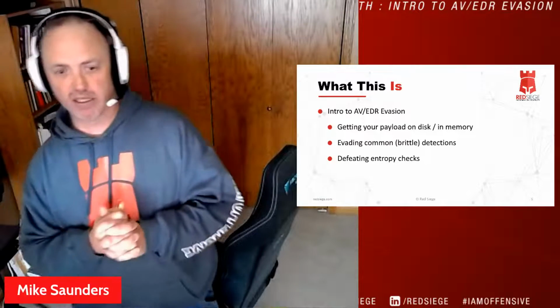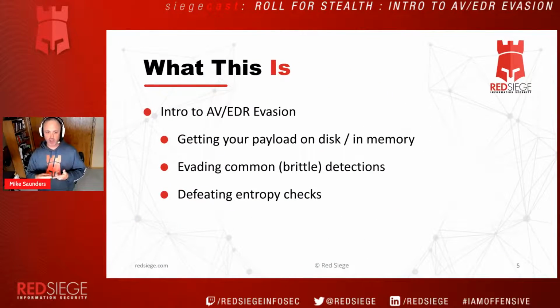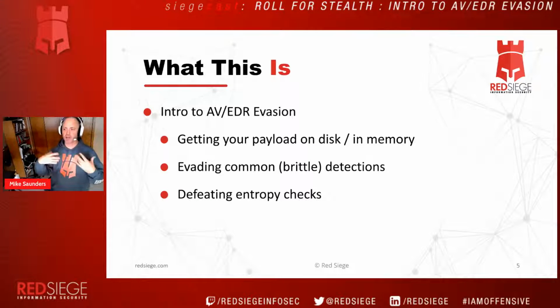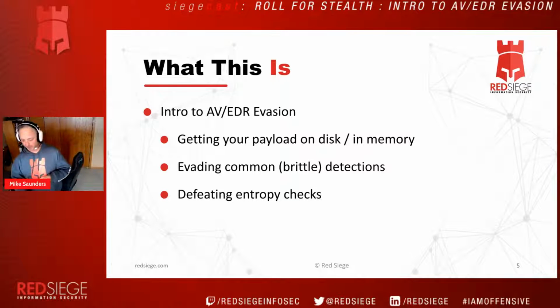and EDR, things that you can do to get your payloads on disk or to get them in memory. Some things that you can do to evade the common, really brittle detections that are out there for basic AV and some EDR type detections. We're also going to talk a bit about entropy and what entropy is, what that means for us, and what we can do about that.